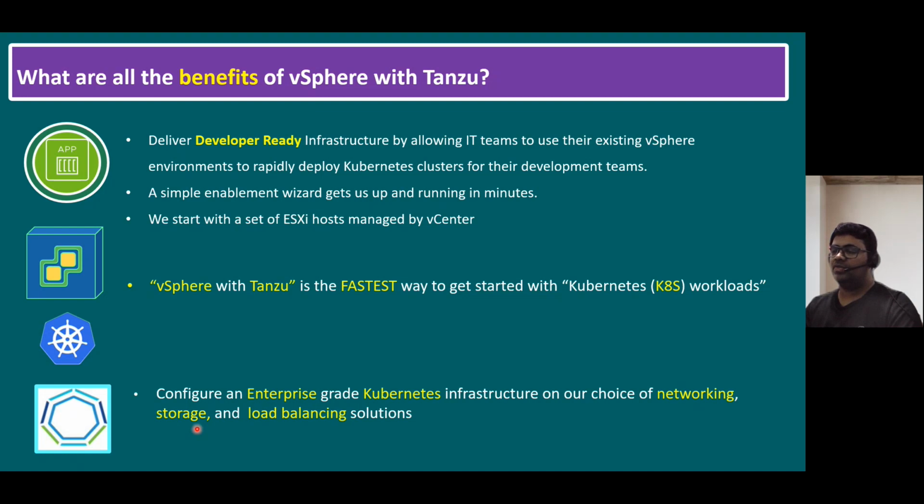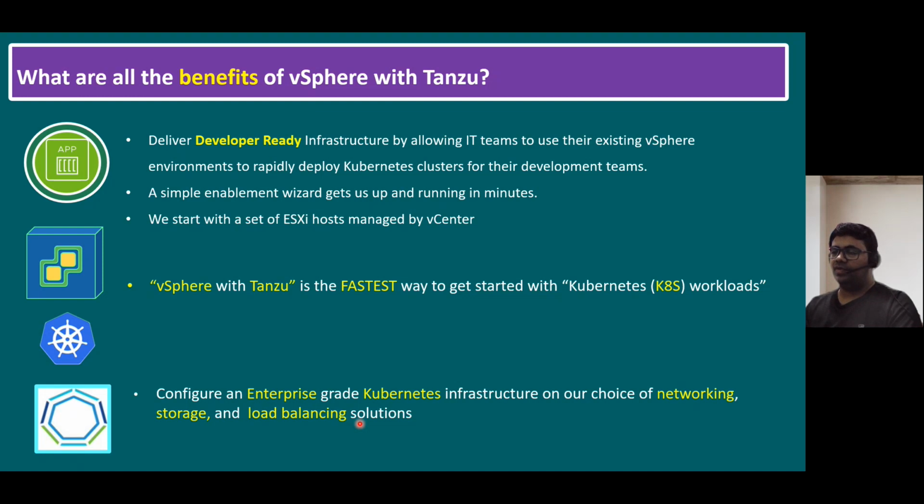Even for storage, as we know, we can use vSAN, virtual volumes, or you can use FC SAN, iSCSI, or NFS. Whatever your customer recommends, based on the customer budget, you can choose the relevant storage. Load balancing is also similar. You can use either a VMware-supported load balancer, or any of the external load balancers. Okay, these are the benefits of vSphere with Tanzu.